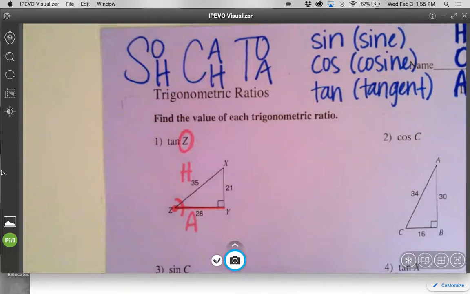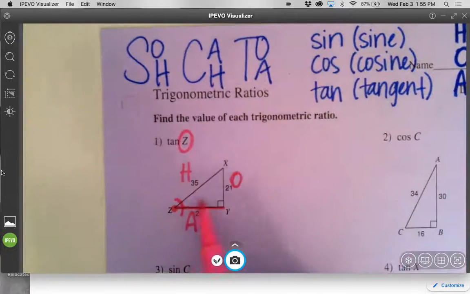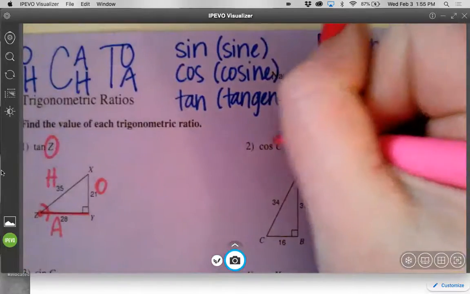Also, it's worth noting, you're never going to do the sine, cosine, and tangent ratios for the right angle. So that's not going to get used. That means 21 is our opposite. And as you can see, it's all the way across the triangle from the angle that we are using, angle Z. Let's do the same thing on number 2.